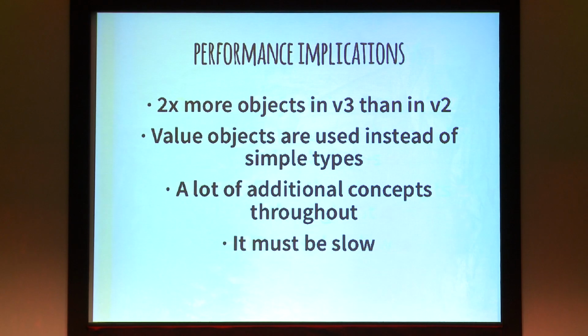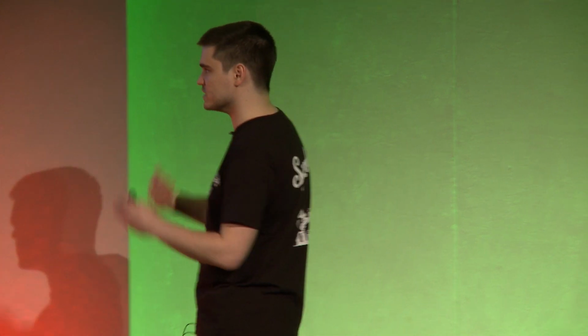This one is really interesting. It's like this one was really surprising to me at the end. Performance implications. So here's how this refactoring looked from the entire code base level. There is 2 times more objects in BEHAT 3 than there was in BEHAT 2. Value objects are used instead of simple types. So in BEHAT 2, I was using like strings, numbers, passing them around. Everything is an object in BEHAT 3. Everything. So there is a lot of additional concepts throughout. I went crazy with decoupling. I decoupled things so that they become really simple, concise, and readable things. It should be slow, right?